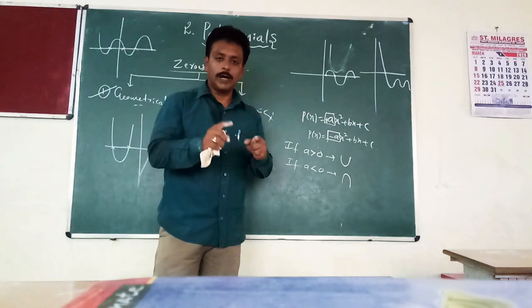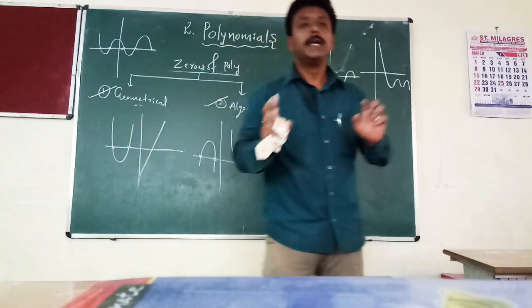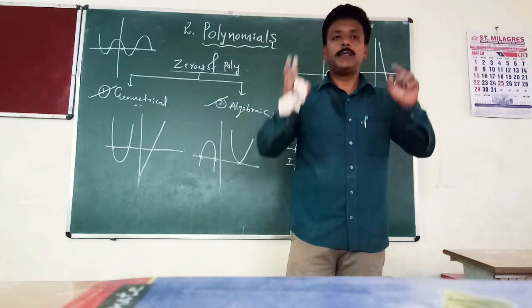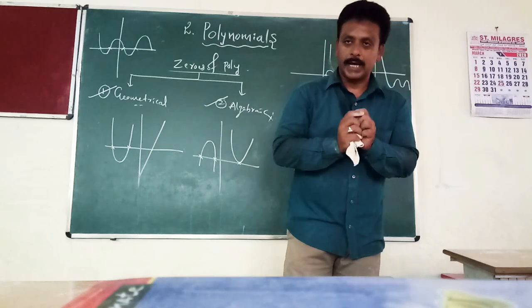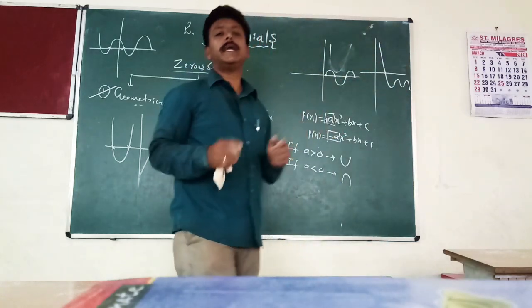Whenever you draw any graph, what do you have to see? Where it is touching the x-axis, how many times it is touching, how many times it is cutting. On the basis of that, we can decide how many zeros it can have.